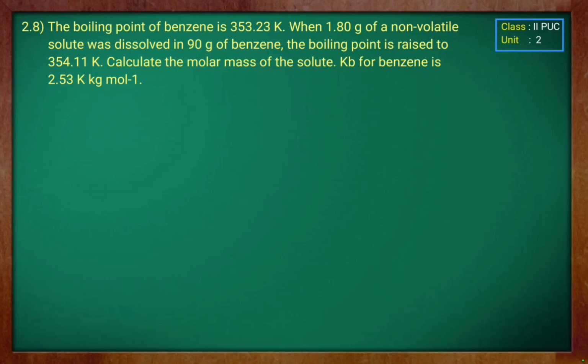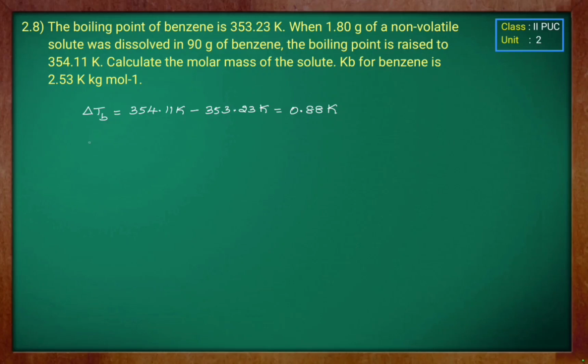Example 2.8. The boiling point of benzene is 353.23 Kelvin. When 1.80 gram of a non-volatile solute was dissolved in 90 gram of benzene, the boiling point is raised to 354.11 Kelvin. Calculate the molar mass of the solute. Kb for benzene is 2.53 Kelvin kg per mole. So here, after adding the solute, the boiling point of benzene has been increased. So the elevation in boiling point we shall calculate. Delta Tb is the difference between 354.11 Kelvin and 353.23 Kelvin. This is equal to 0.88 Kelvin.